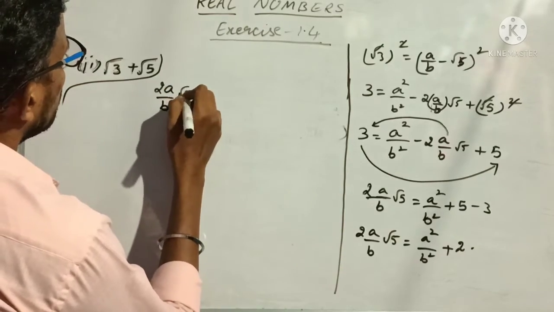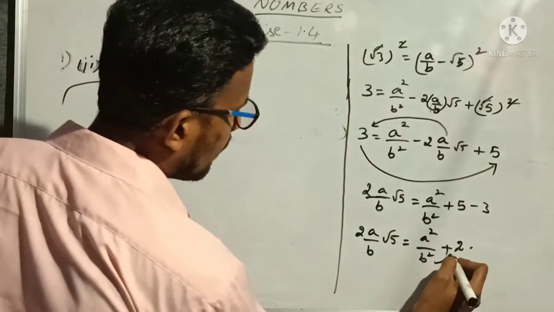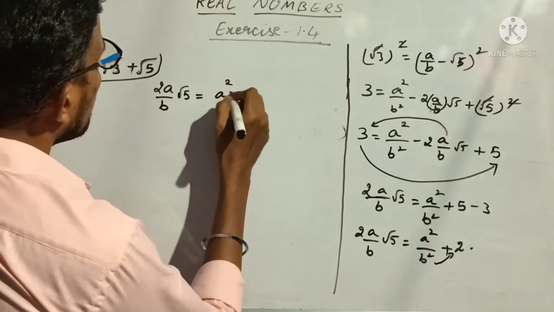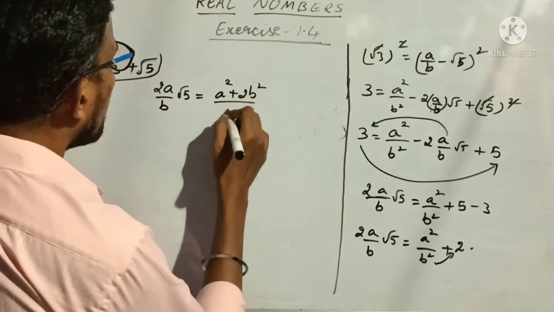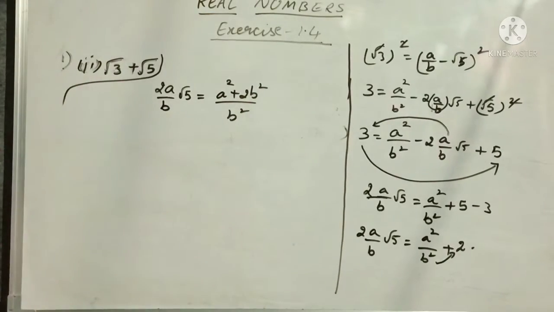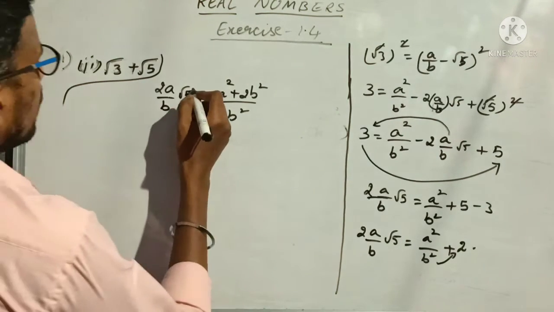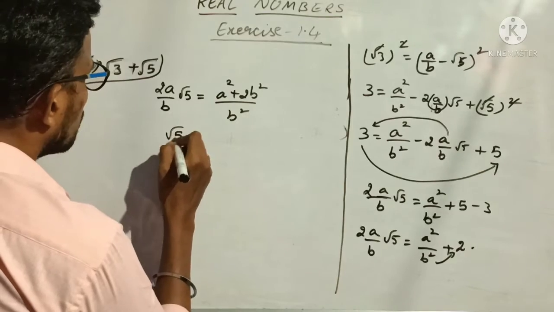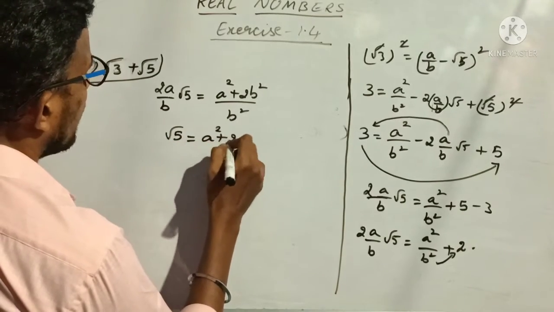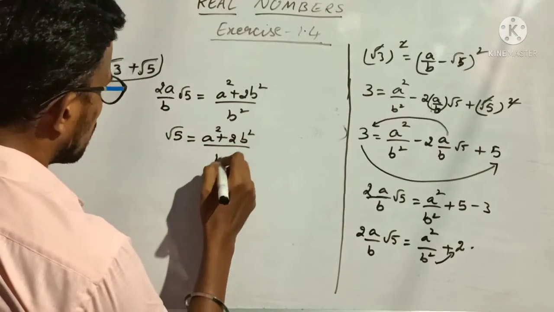2a by b root 5 is equal to, take the LCM from here now. So a square plus 2b square by b square. Okay? Up to here everybody understood? No? So now what I will do is keep this root 5 like that only. So root 5 is equal to a square plus 2b square by b square, into, divided by, right?